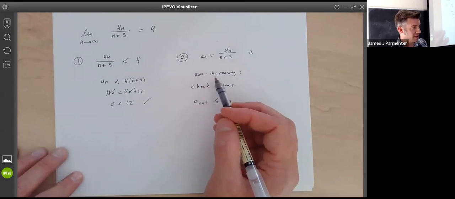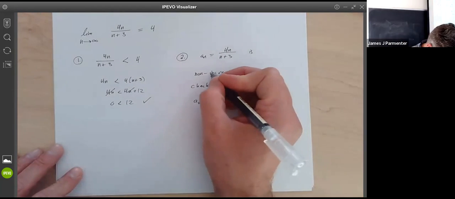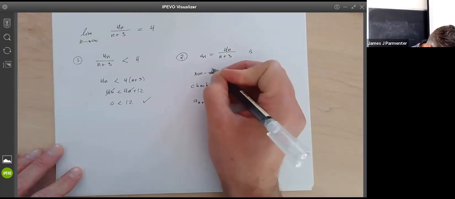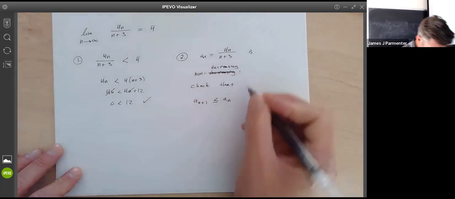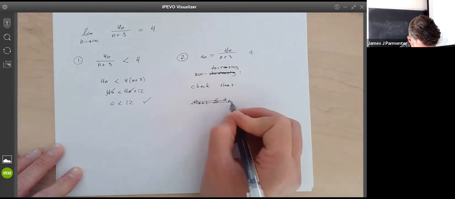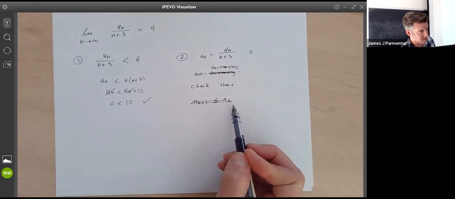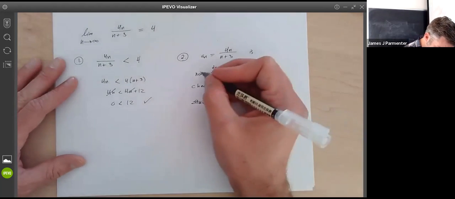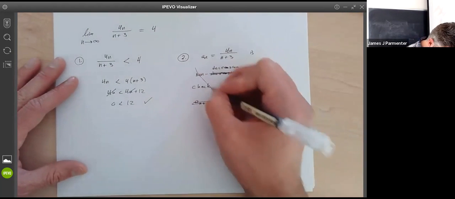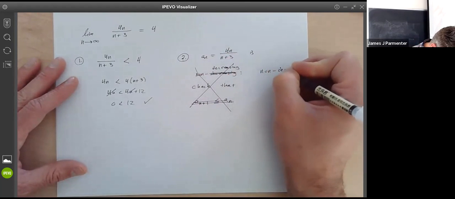Meaning it's actually not non-increasing. This is increasing. It's non-decreasing. Which means that I want the other thing to be true. If I was checking for non-increasing, I would want the next term to be smaller than the previous term. But I actually want to show that this is not decreasing. Good job. Let's write this again. So this is non-decreasing.